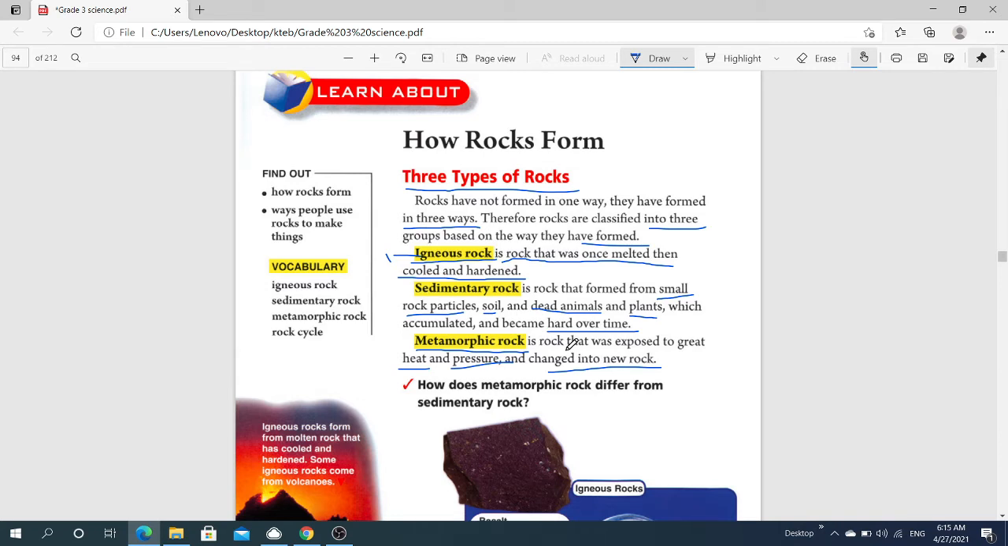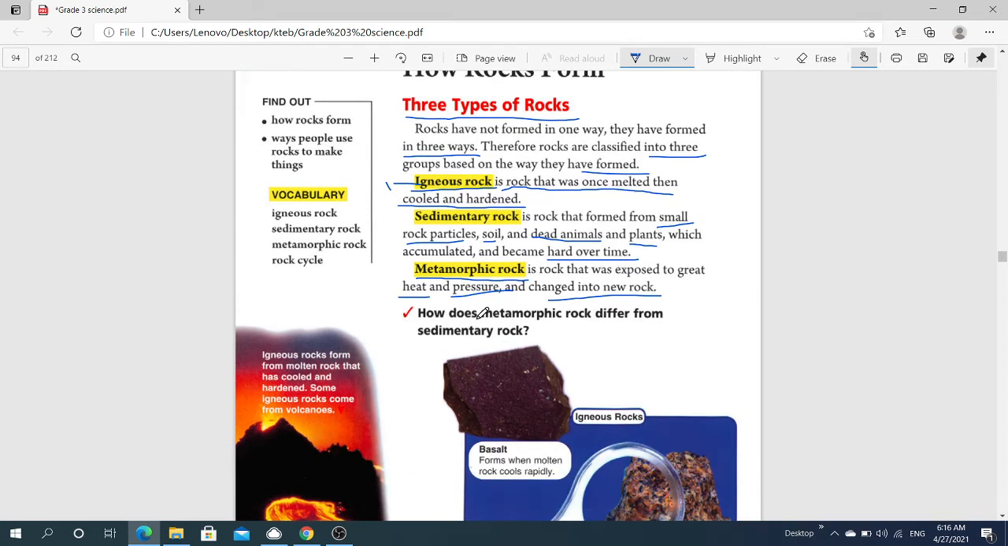Metamorphic rock is a rock that was exposed to great heat and pressure and then changed into a new rock. Look at this question. How does a metamorphic rock differ from sedimentary rock? That one is exposed to great heat and pressure. But the sedimentary rocks are small rock particles, soil, and dead animals and plants which accumulated and become hard over time. But that one, then they change into a new rock.